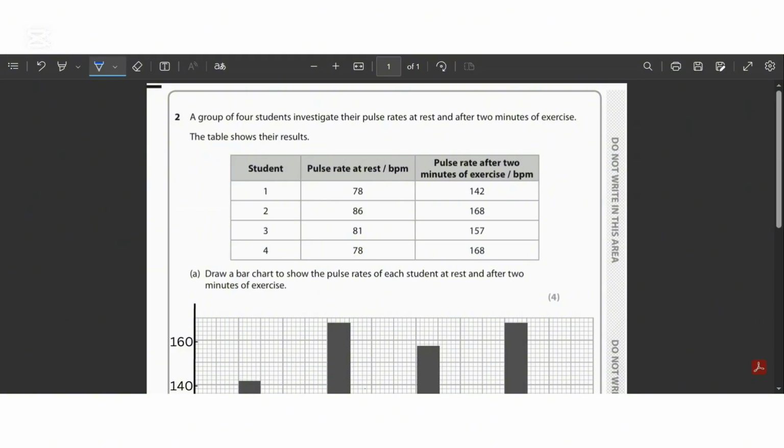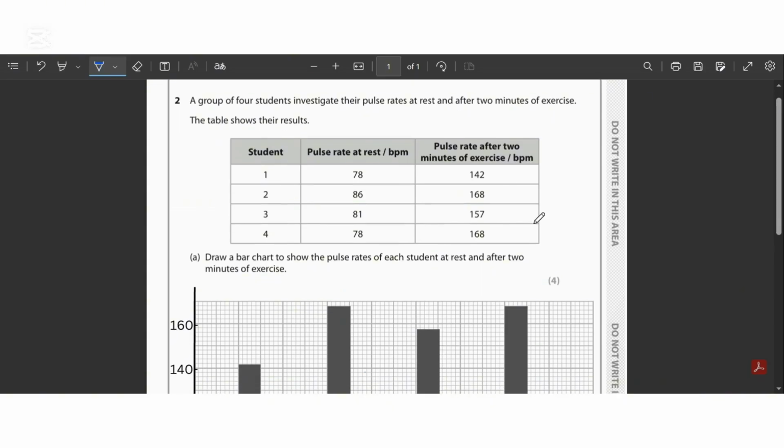Hence, we need to calculate a mean, which means we are going to add all the values and divide them by 4, since there are 4 students over here. But the values will not be the direct values from here. There will be differences between the rate after 2 minutes and the rate at rest. Hence, let's solve this.